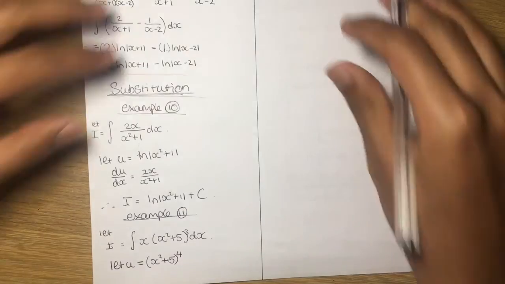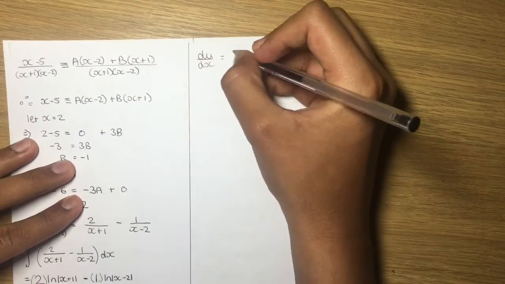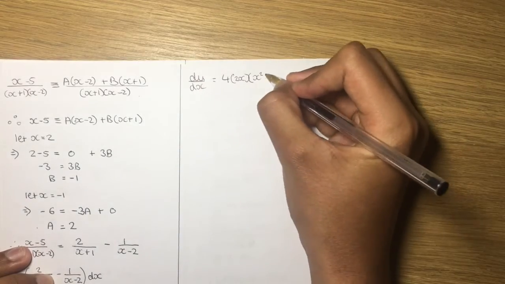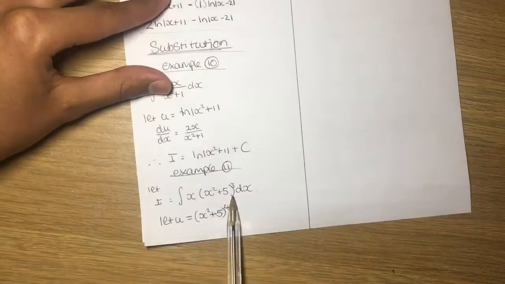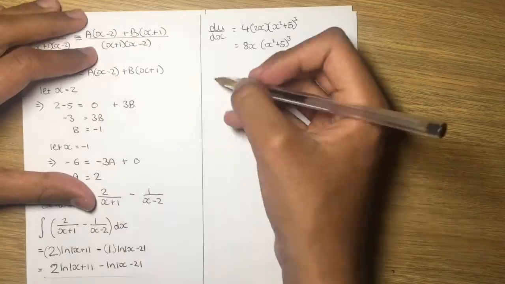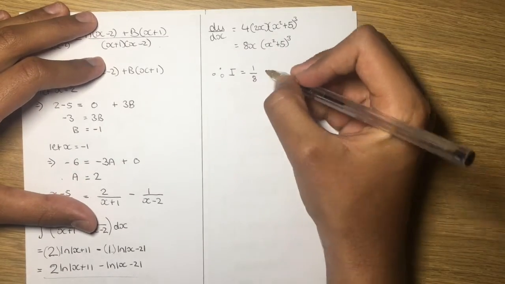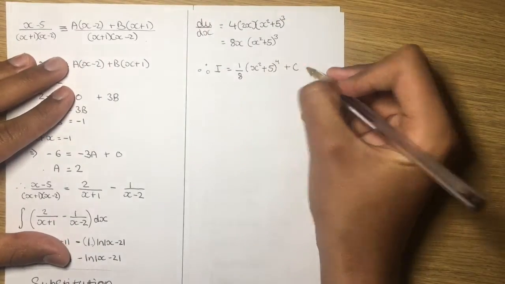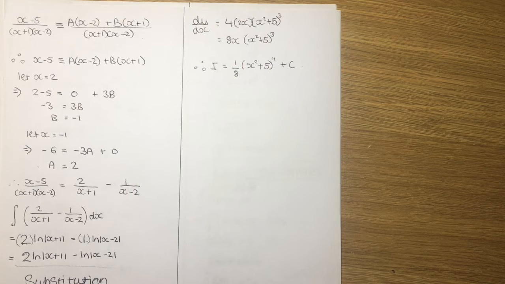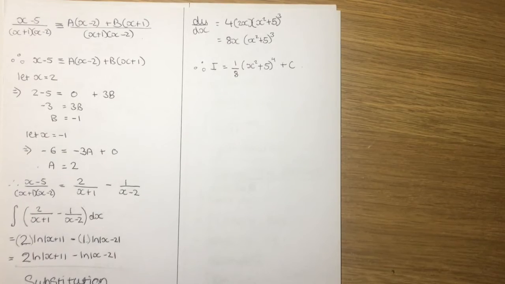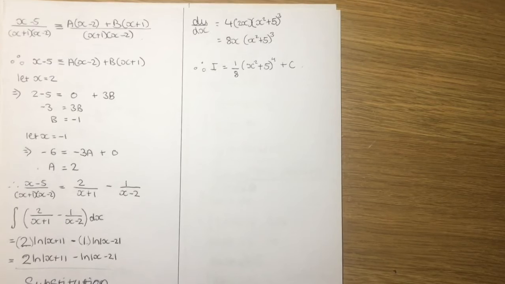And then what we're going to do is differentiate that. So we get 4 times 2x times (x² + 5)². And then what we do is we can say I must be equal to an eighth of (x² + 5)⁴. The reason why we say that is because we've just found out that du/dx is 8x(x² + 5)³. And if we look at the original equation, that is x times (x² + 5)³.